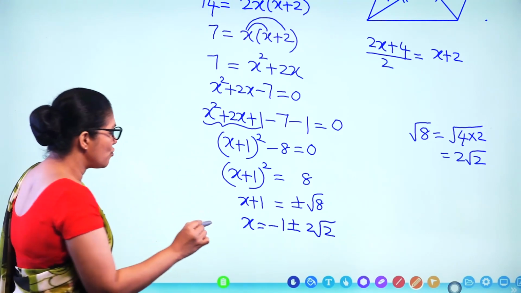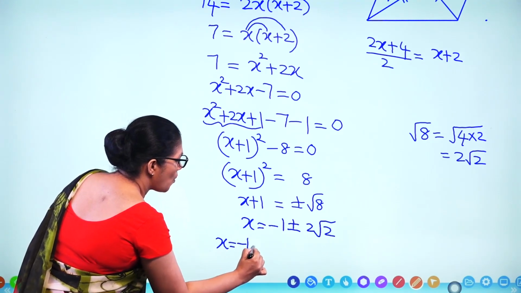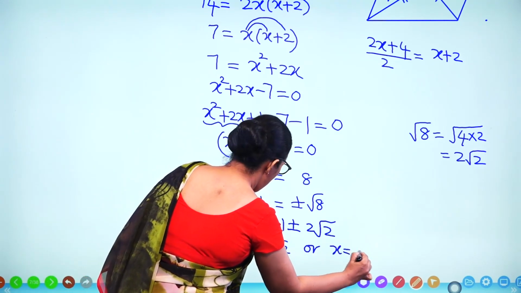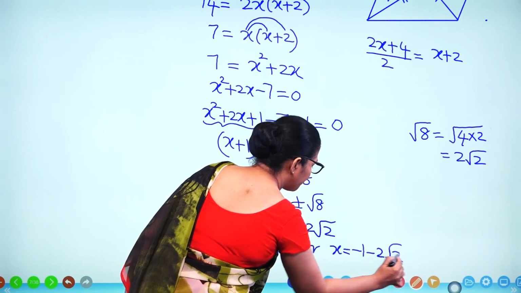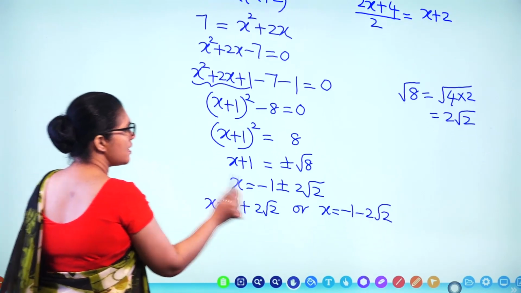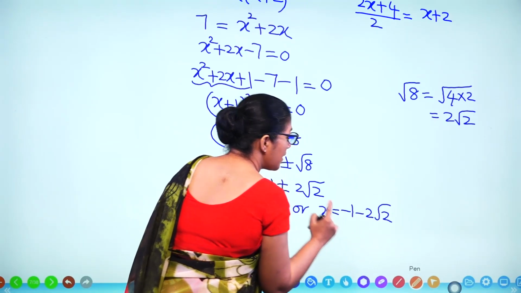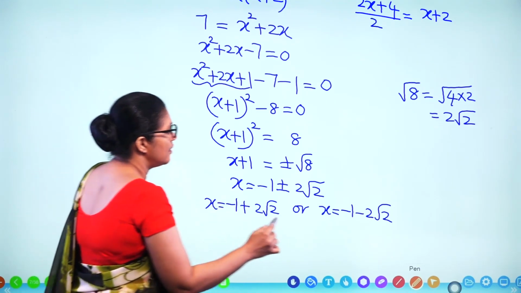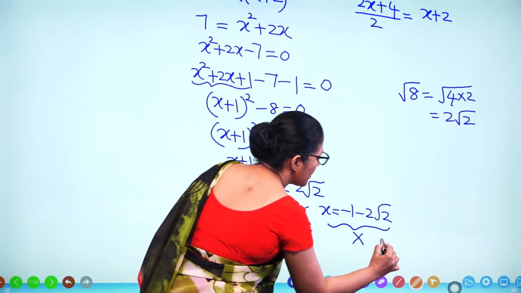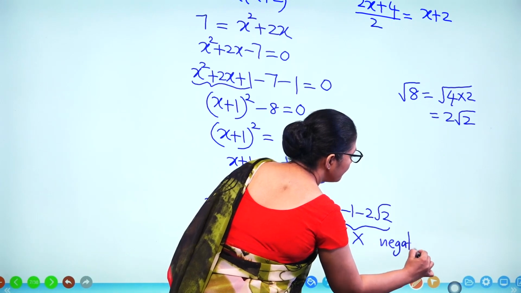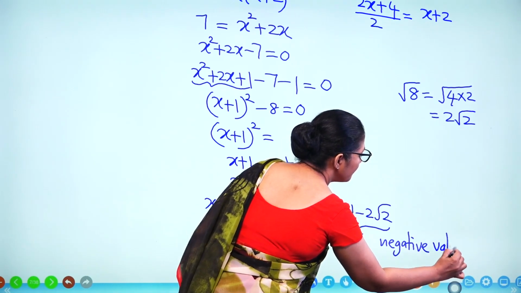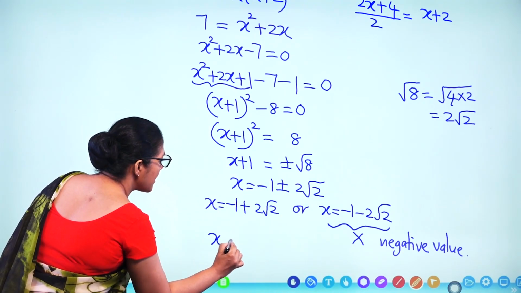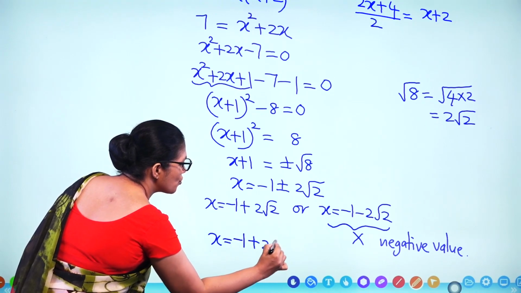So what are the x values you can take? Minus 1 plus 2 root 2, or minus 1 minus 2 root 2. Now see, this is negative. Can you get a negative value for x? That's a length. You can't take a negative value. So only one possible value is there, that's x equals minus 1 plus 2 root 2.